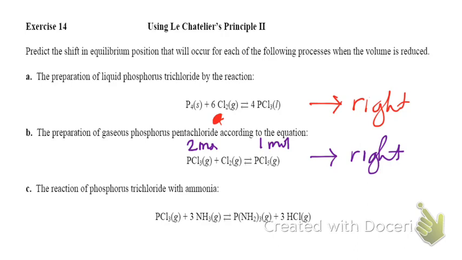All of these are gases. I have 4 moles and 4 moles. So which way would it shift? Nowhere. No shift, because they're equal. How do you draw an arrow for that? You just say no shift. You don't point anywhere. Okay, that is the end of the notes for this unit.